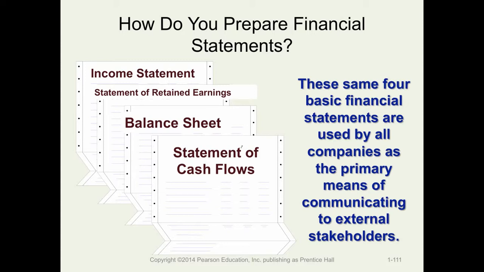Now, the preparation of the statements typically follows a strict order. First, we prepare the income statement. Secondly, we prepare something known as the statement of retained earnings. And typically, corporations prepare a much larger, more detailed statement called the statement of stockholders' equity.